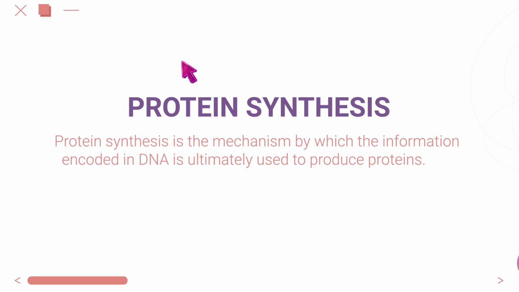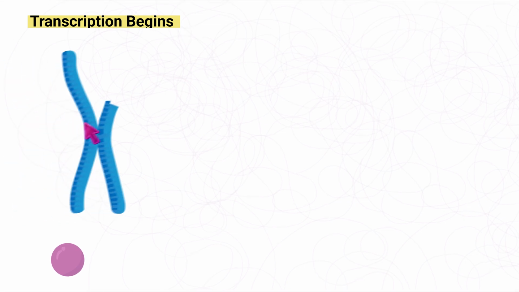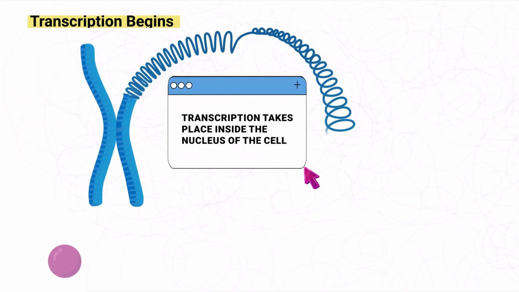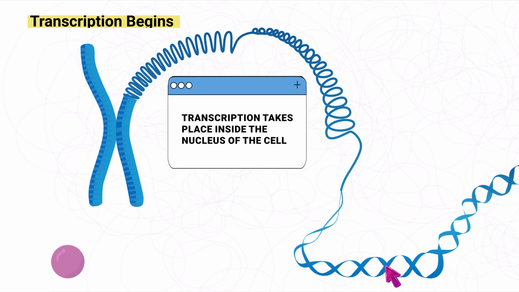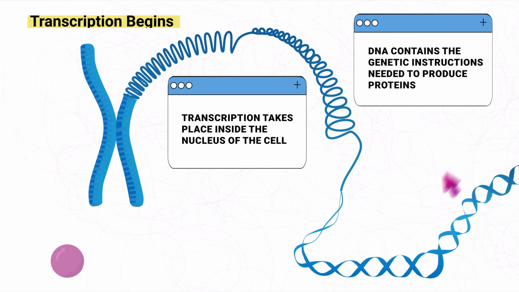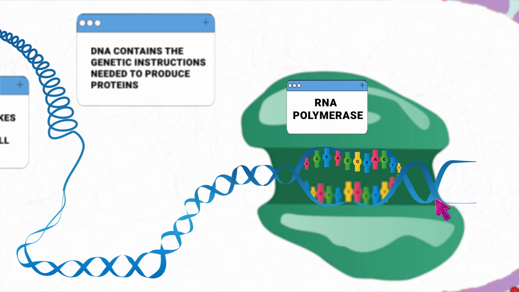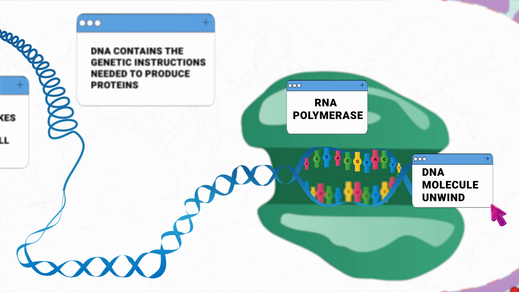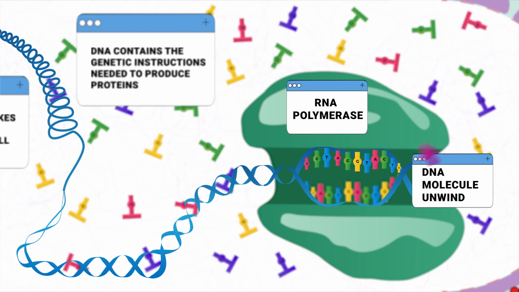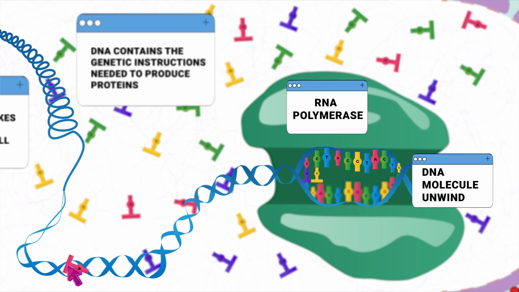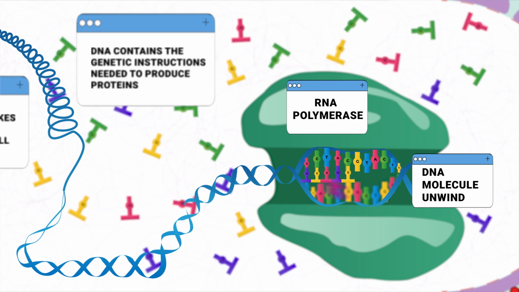So, to understand how proteins are produced inside the cell, we need to examine each of these stages step by step. The first step in protein synthesis is transcription. Transcription takes place inside the nucleus of the cell, where the DNA is located. DNA contains the genetic instructions needed to produce proteins. During transcription, an enzyme called RNA polymerase binds to the DNA. This unwinds a specific region of the DNA molecule. Using one strand of DNA as a template, RNA polymerase links together RNA nucleotides through complementary base pairing.